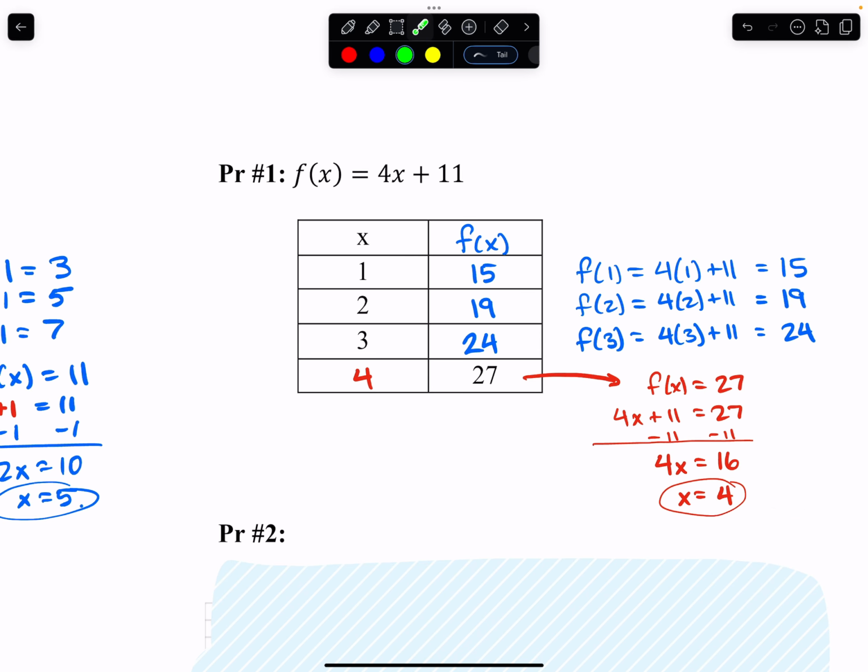So, same idea. We're looking for f of x here. We have our 3 inputs. Plug those inputs in for x to get the output. And then the last row in the table is asking you to find an input given the output of 27. So if f of x is 27, that means 4x plus 11 is 27. So we'd end up with x equals 4.